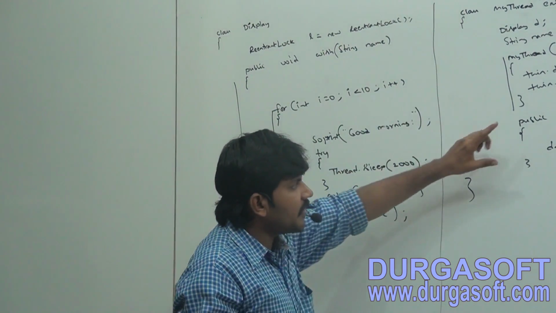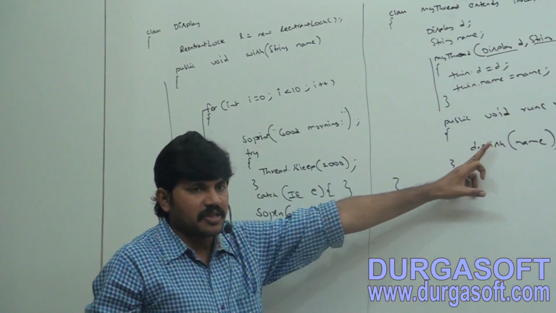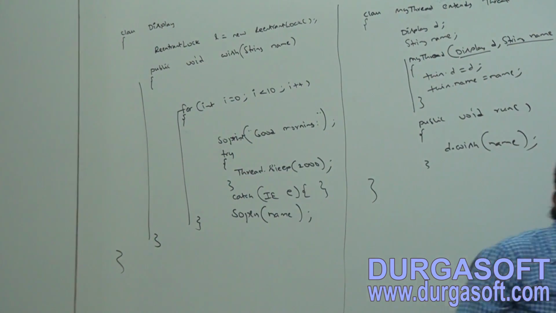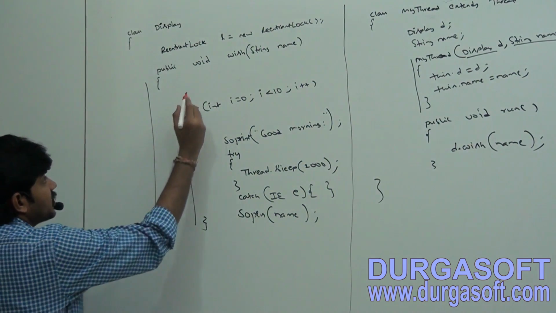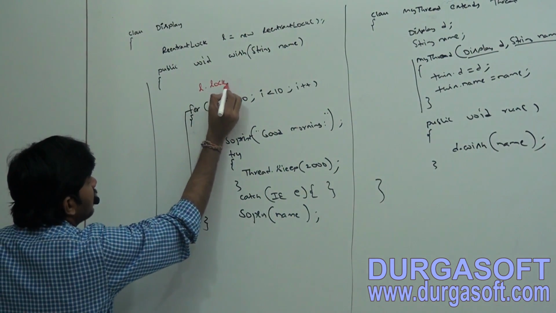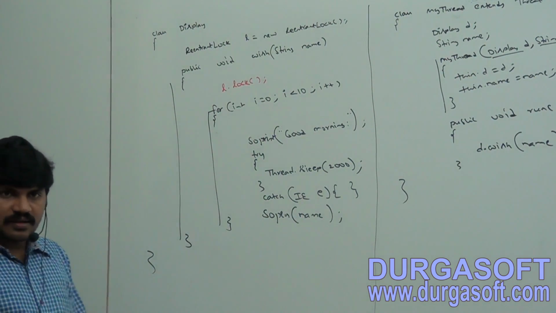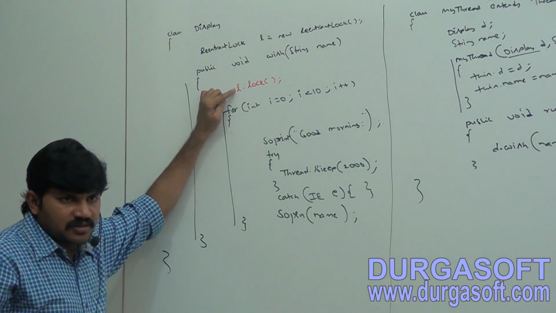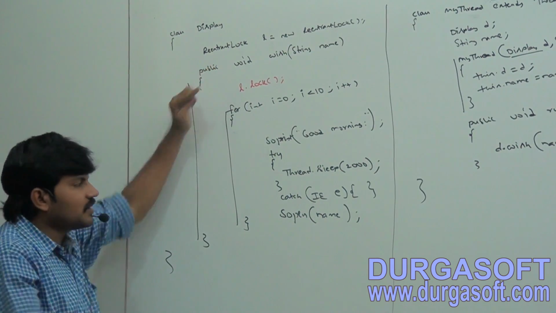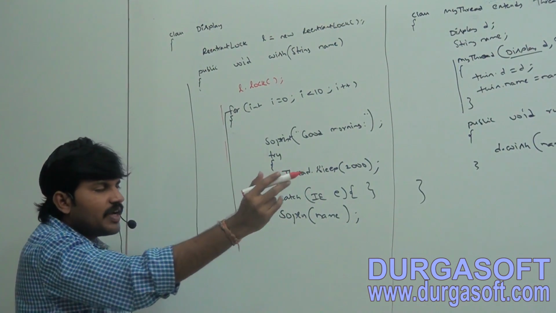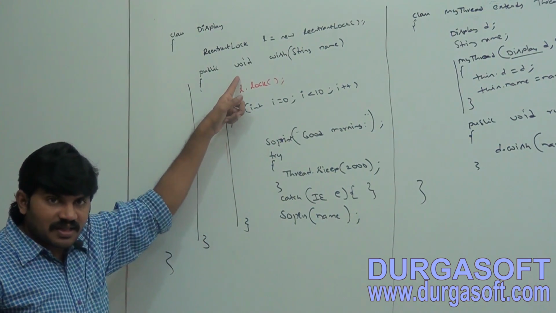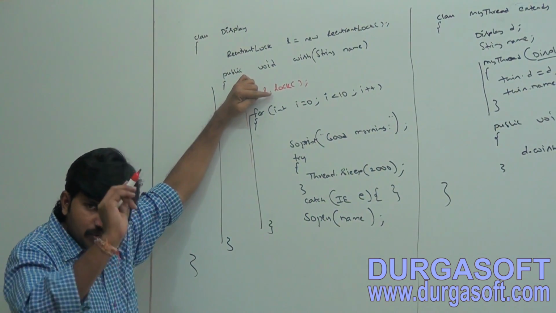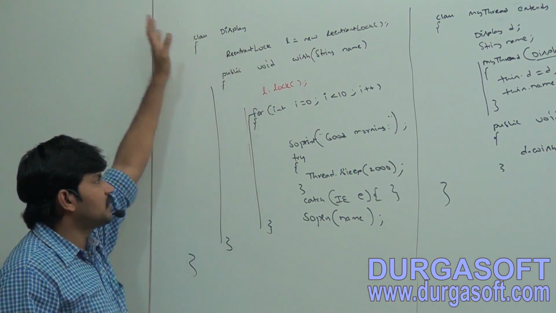Now the first thread calls the run method, the first thread calls the wish method. Whenever the first thread calls the wish method, immediately within the wish method the first activity is l.lock. Now assume the Dhoni thread got the chance. The Dhoni thread got this lock and continues. Meanwhile Yuvraj came. Yuvraj also requires the same lock, but the Dhoni thread already occupied this lock. So Yuvraj has to wait until Dhoni completes. That's why Yuvraj is in the waiting state.